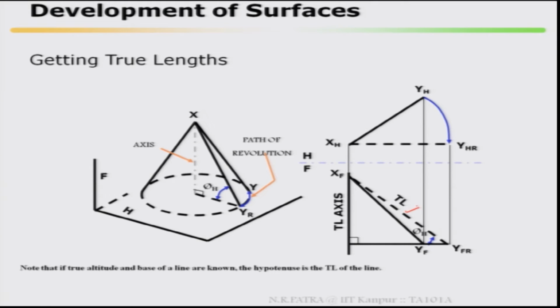If the true altitude and base of a line are known, the hypotenuse is the true length of the line, that is true. Then let us start with an example, development of surfaces.